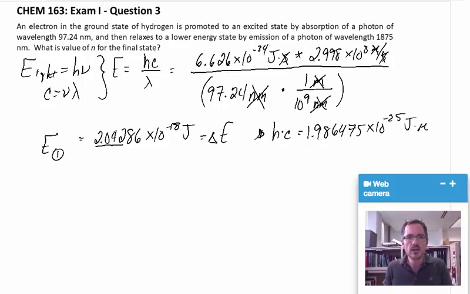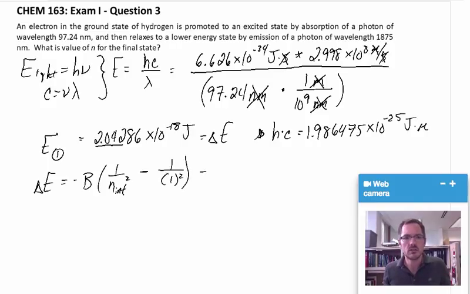So going back to our original formula, the change in energy is equal to negative B times 1 over our intermediate energy level squared minus 1 over our initial energy level squared. But that's just 1 over 1 squared, which is simply just 1. So negative B times 1 over n intermediate squared, minus 1. And I can do some algebra to get everything on the right side.